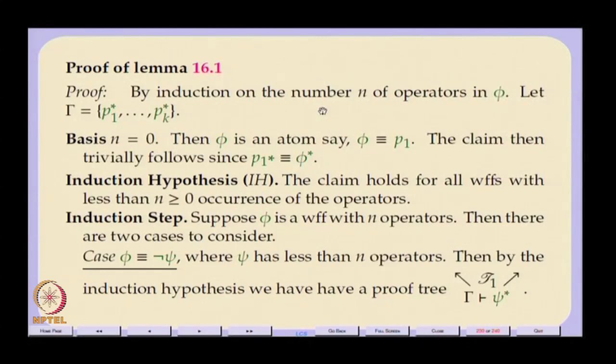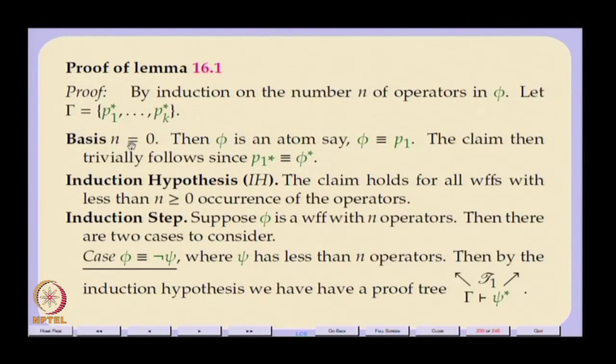Okay. This proof is by induction on the number n of operators in the formula phi. The set of assumptions is the set gamma, so essentially we are taking some particular row of the truth table, and P1 star to Pk star are the set of assumptions.